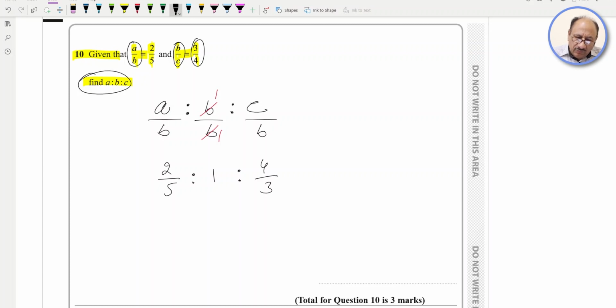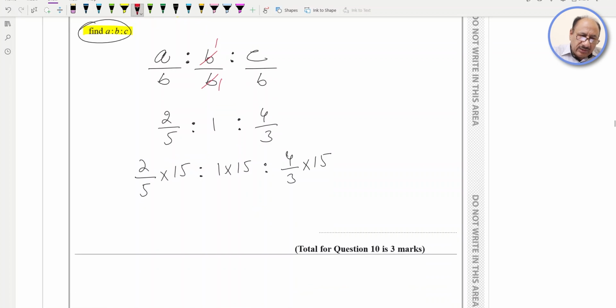And now to get rid of the denominator, we will multiply each and every term by 15, and this will be 1 ratio 15, and this will be 4 by 3 ratio multiplied by 15. Now this can be cancelled. 5 1s are 5, 5 3s are 15, 3 1s are 3, and 3 5s are 15.